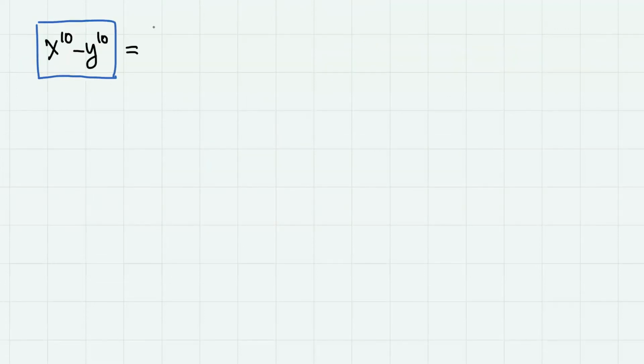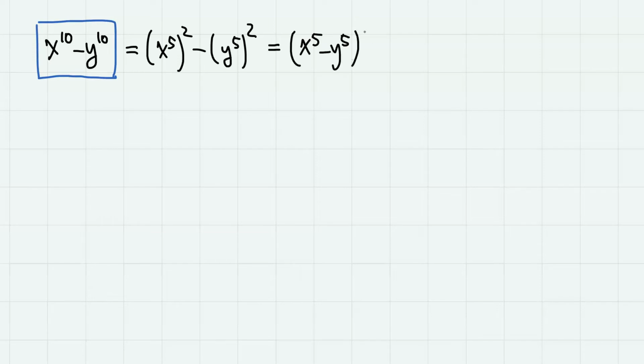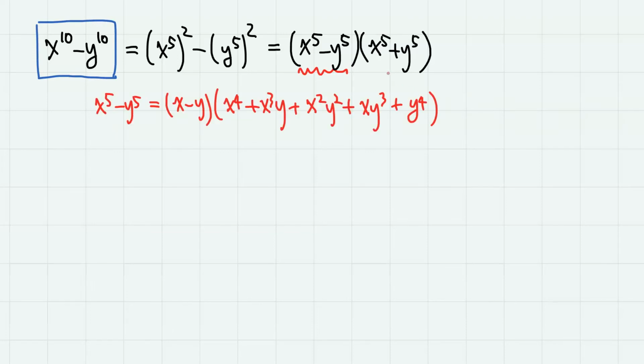And now x to the 10 minus y to the 10. So first, changing like this and applying the difference between squares formula, we have x to the 5 minus y to the 5 times x to the 5 plus y to the 5. For this part, we have already obtained this. And actually, we can do the similar thing for this part as well.